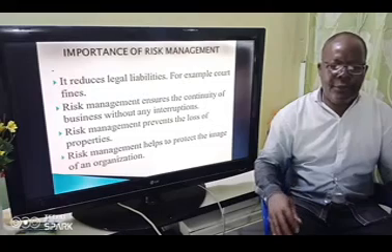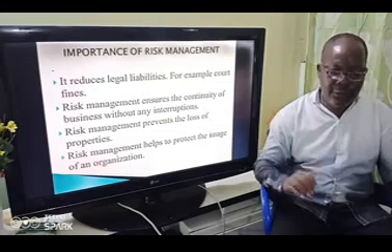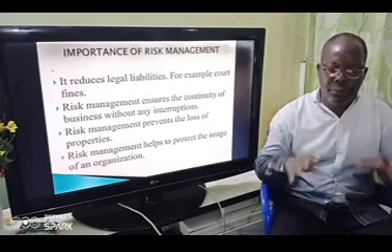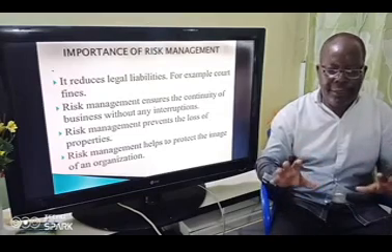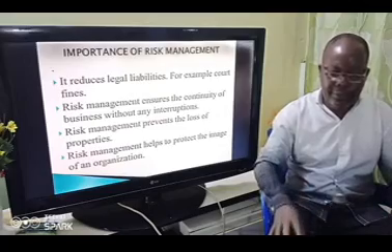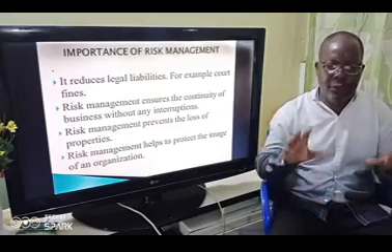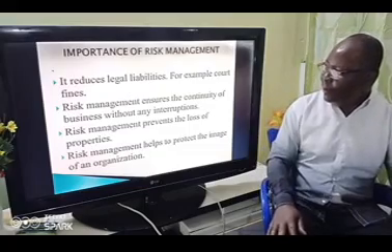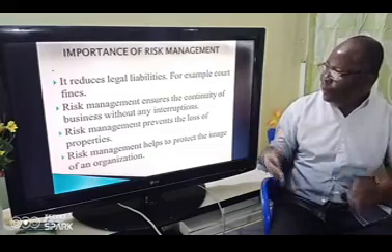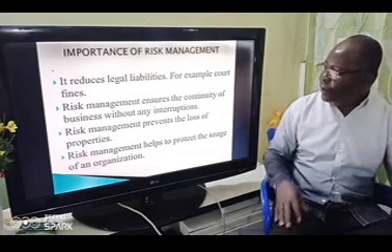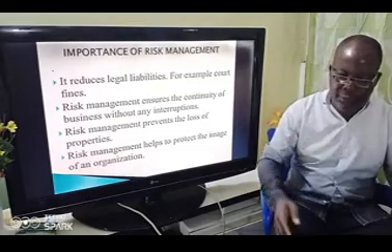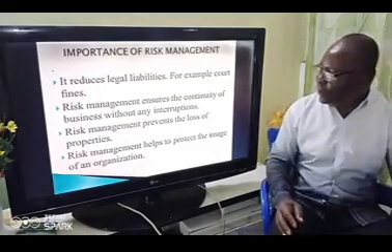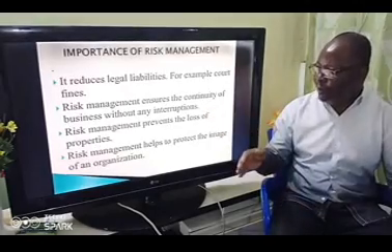What are some of the importance of risk management? The very first one is it reduces legal liabilities. When you manage your risk very well, there is no probability of you getting into a court for any fine. Second, risk management ensures continuity of a business. When you have proper planning for your risks, then your business is going to run successfully without any break or interruption. The next is risk management prevents loss of property.